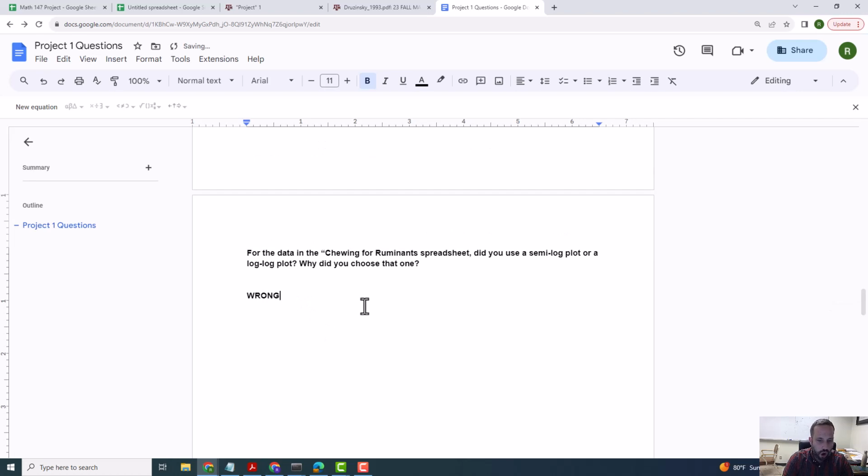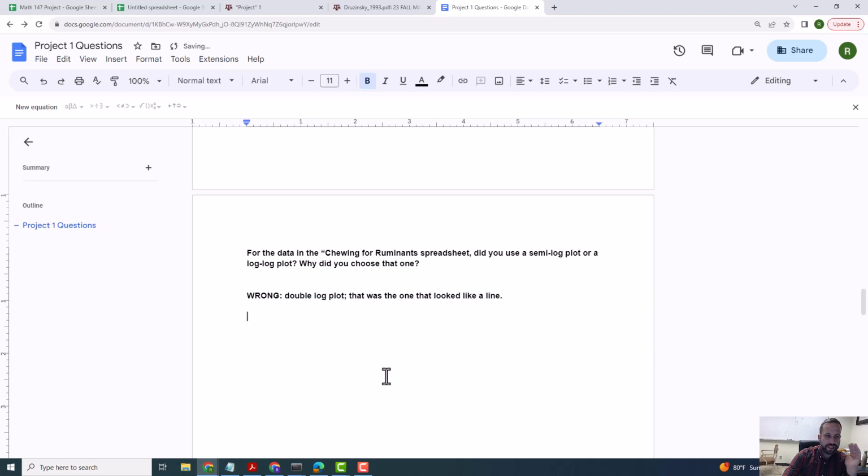So a wrong answer would be something like "double log plot." Double log plot. That was the one that looked like a line, right? If that's so, this doesn't give enough information, number one. So that's sort of one of the problems. The other problem is that this is not a complete sentence. You're not using punctuation right.